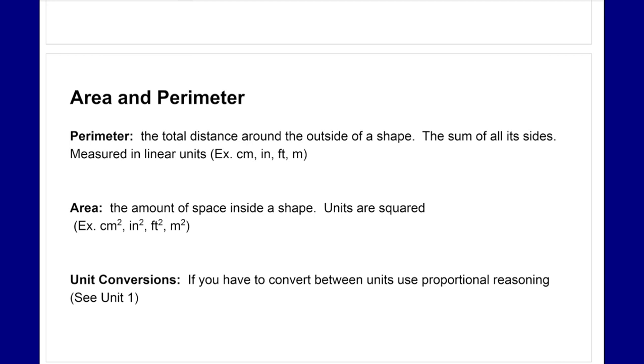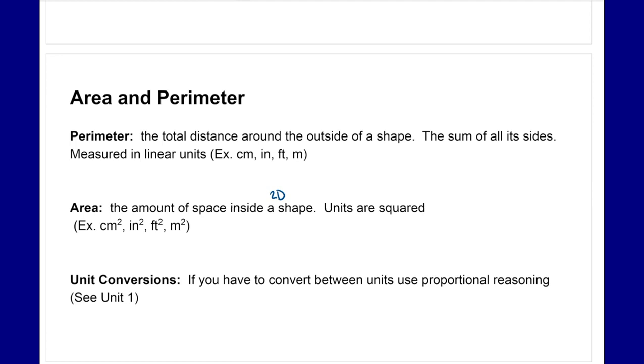Area is the amount of space inside a shape, and its units are squared. So meters squared, inches squared, feet squared, centimeters squared. I should say inside a two-dimensional shape, because if we're talking about volume, that would be the amount of space inside a 3D shape.